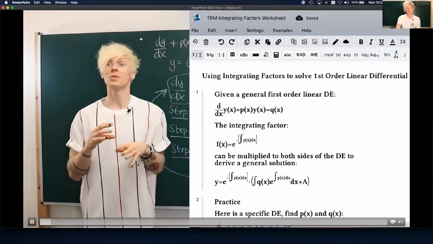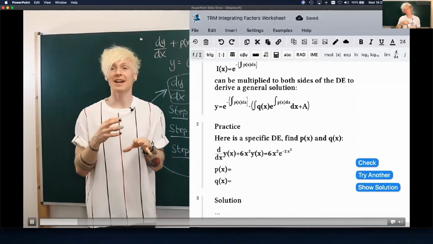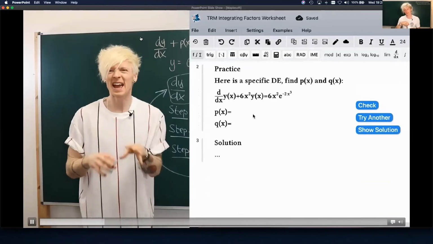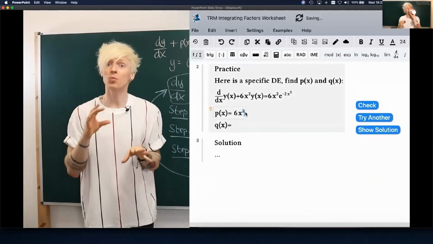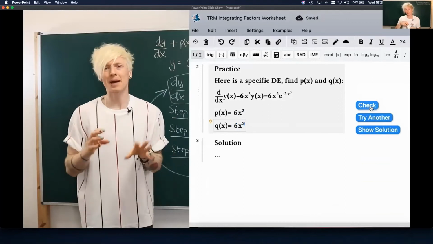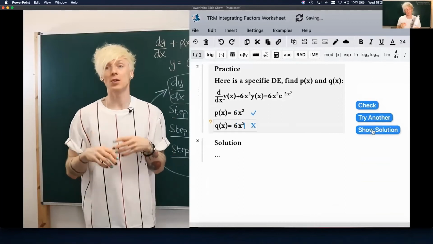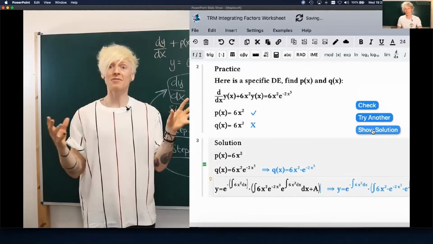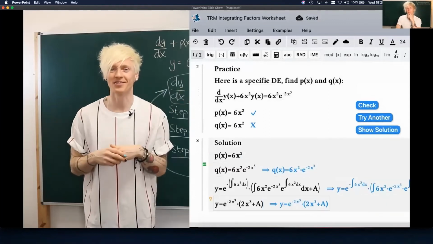For those of you that would like to practice the integrating factor technique a little further, I've created this interactive worksheet in Maple Learn, which you can access for free by clicking on the link in the video description. Have a go and let me know how you get on.